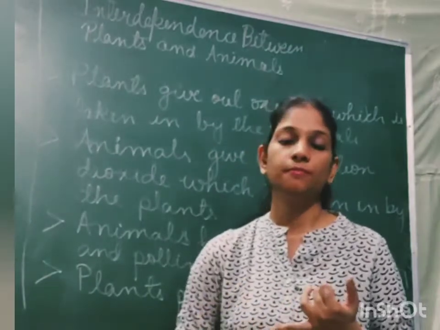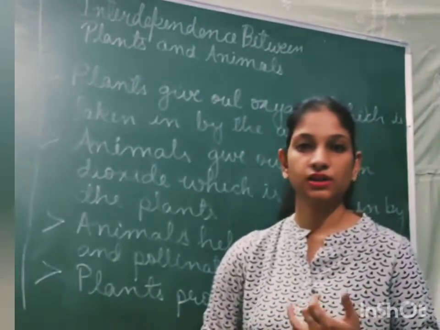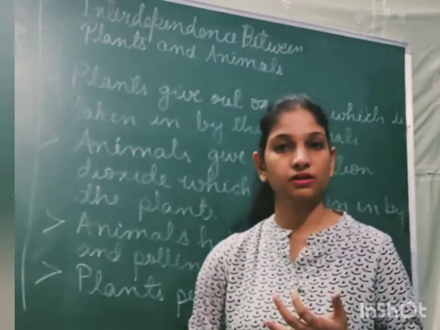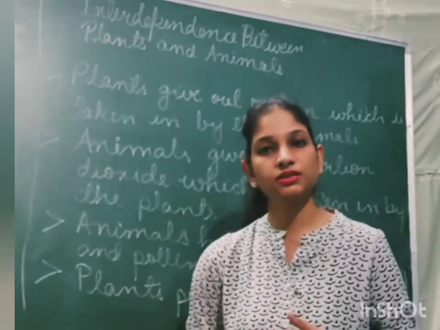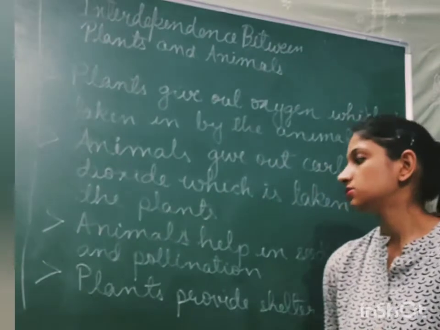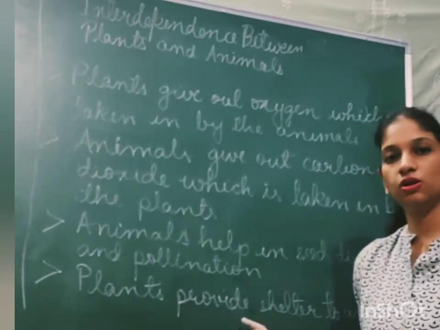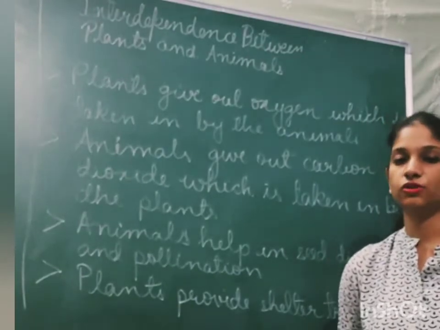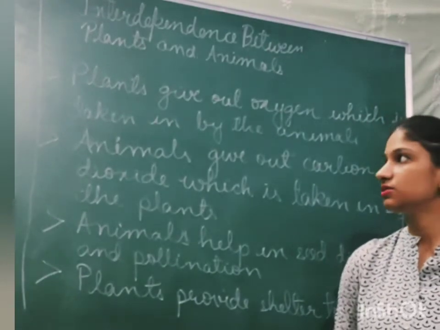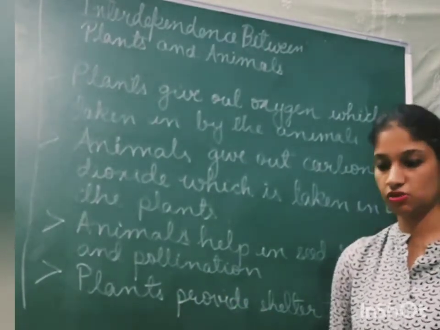For example, monkeys, squirrels and birds. All these animals and birds live on the trees, right? Live on the plants. So all these animals and birds are dependent on the plants for their shelter, for their homes. They are making their homes. So that's all about this topic.